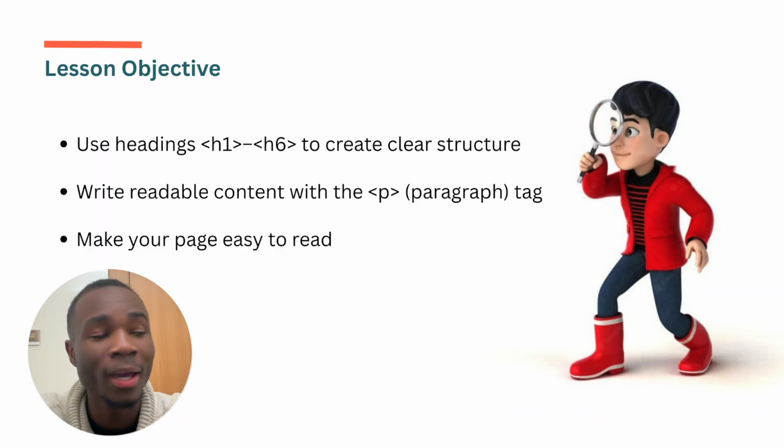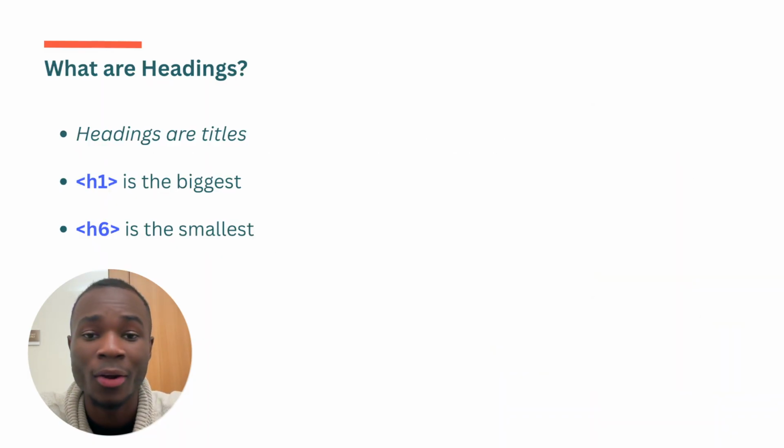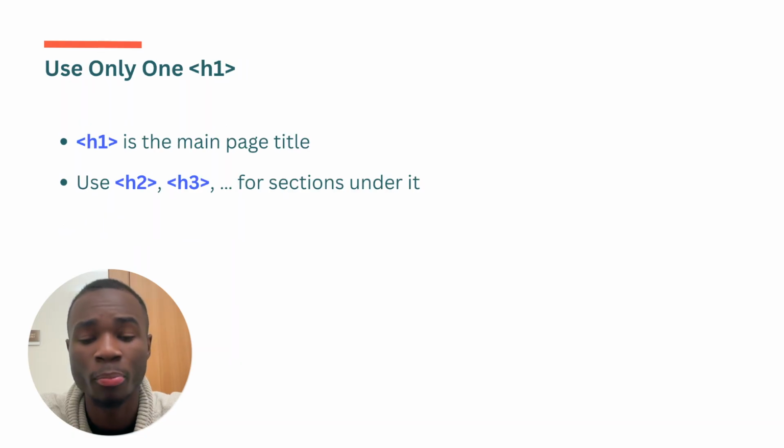Let's start with the headings. What are headings? Headings are like titles and subtitles on your web page. They go from H1, which is the largest and most important, down to H6, the smallest. H2 follows after H1, and you keep going until H6. The H1 is usually the main heading of your page.